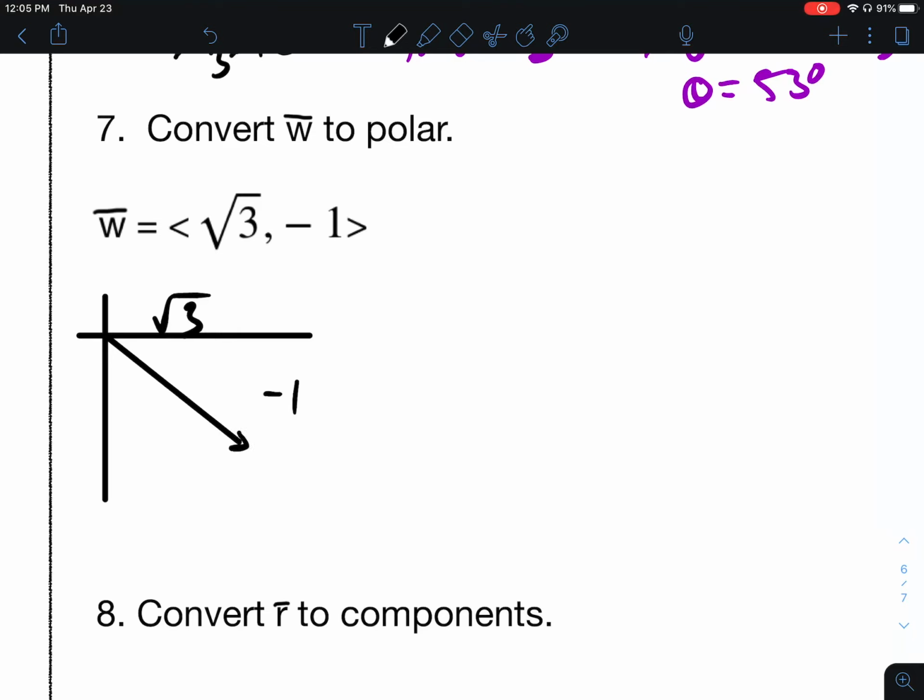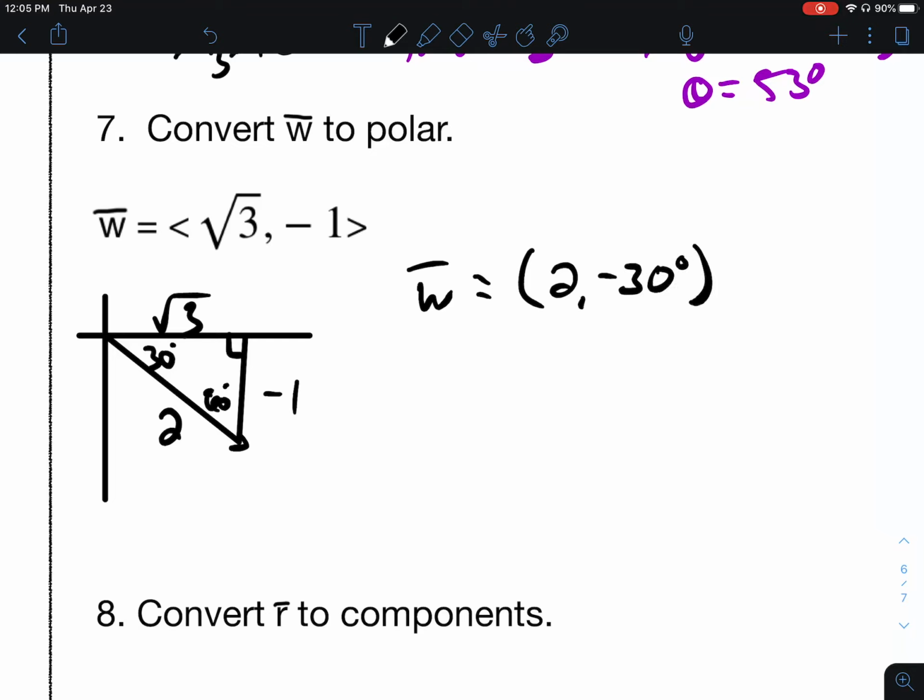So here's our vector. If we make a reference triangle, it's like so. You might recognize this is a special right triangle. It's a 30, 60, 90, which is going to make the hypotenuse here 2. So we could say that vector w, we can say this in lots of ways. We can say the magnitude followed by an angle of negative 30 degrees. If the directions say that the angle has to be positive, then we couldn't say that as the answer. We would say that this is magnitude of 2 with an angle of 330 degrees. These are the same answers.